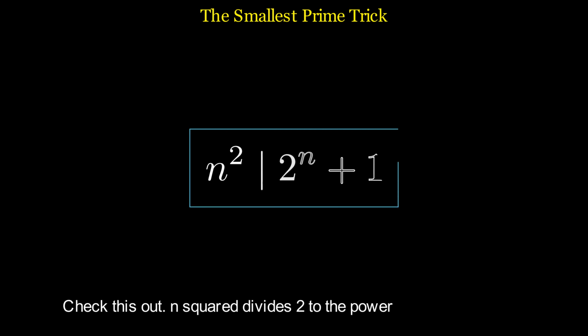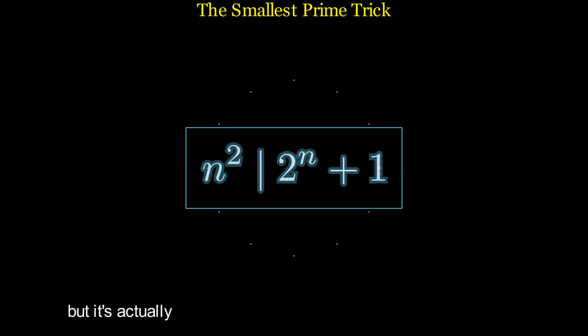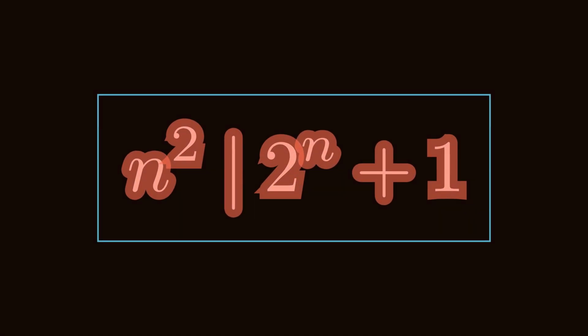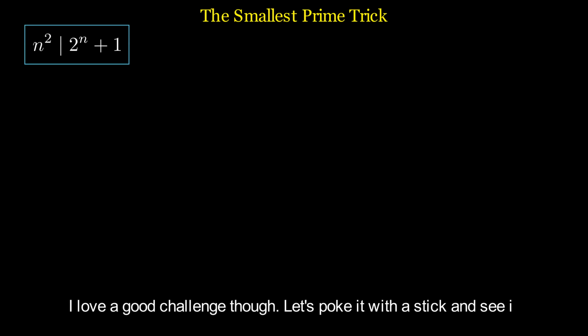Check this out. n squared divides 2 to the power of n plus 1. It looks so simple, so innocent. But it's actually a soul-crushing nightmare in disguise, a classic Olympiad trap that has claimed many brave souls. I love a good challenge, though. Let's poke it with a stick and see if it bites.